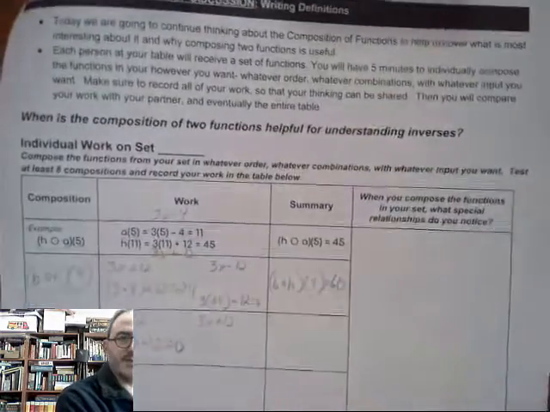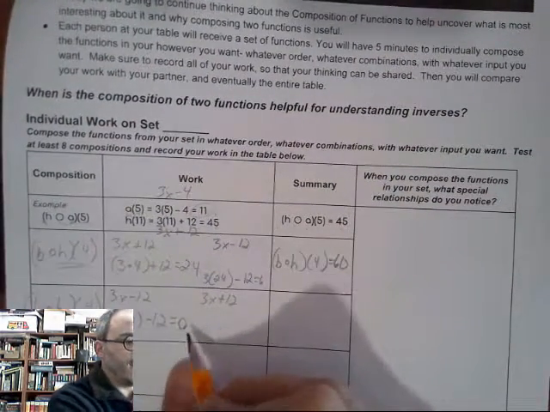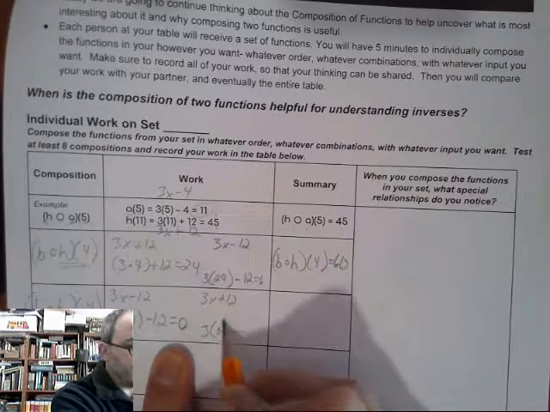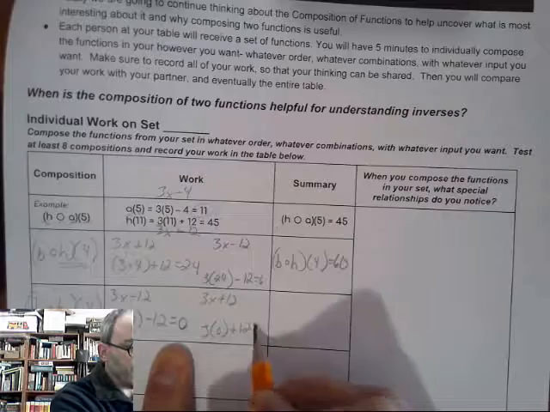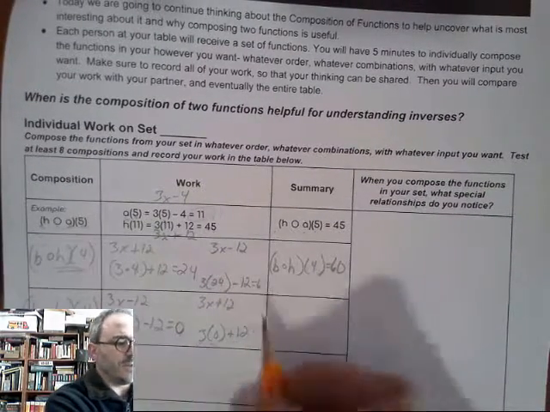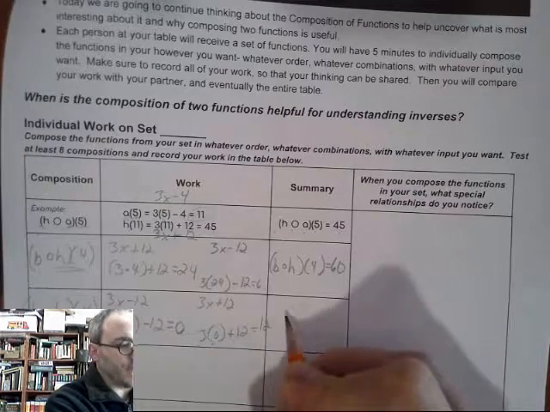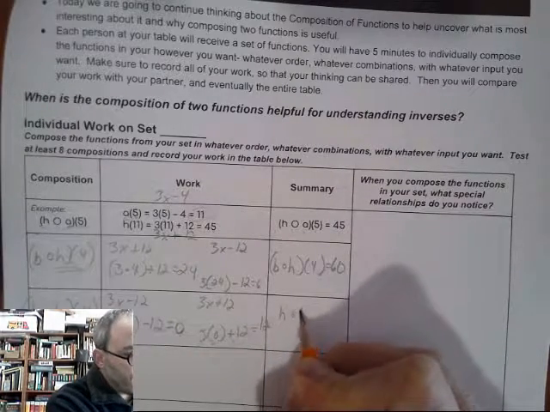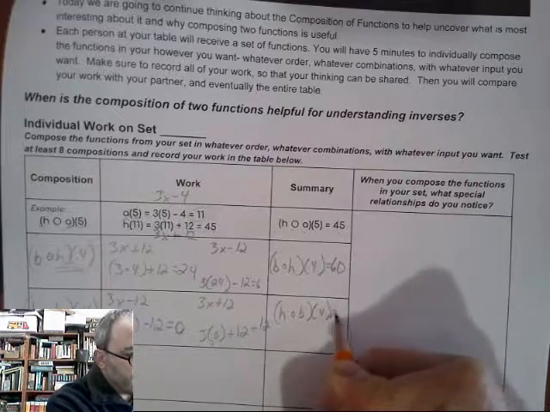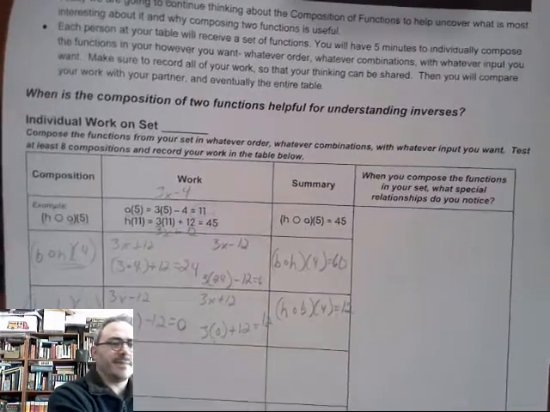And back to my page. 3x plus 12. I need to plug 0 in for x this time. So 3 times 0 plus 12. What's that equal? 3 times 0 is 0. 0 plus 12 is 12. I get 12. So the h of b of 4 is equal to 12.